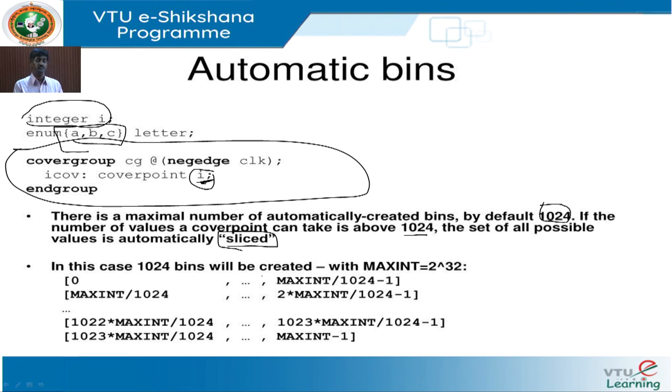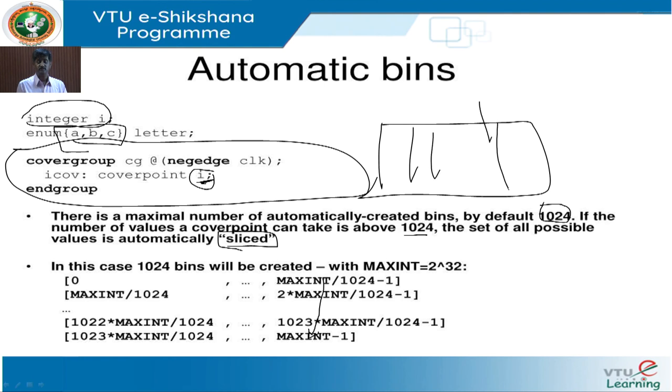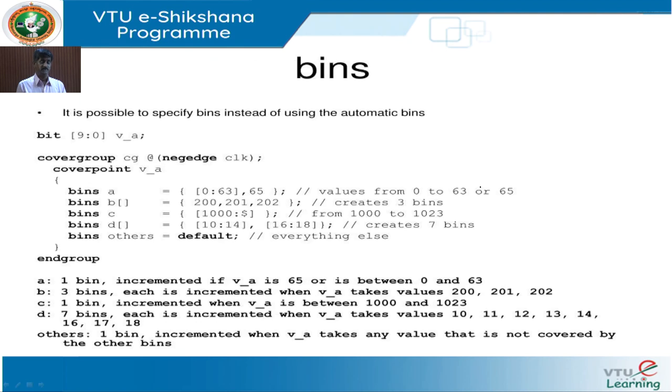In this case, 1024 bins will be created, with max int of 2 to the power of 32, max int divided by 1024 minus 1. So max int divided by 1024, 2 into max int, the simple one. So how it goes on creating, it goes on increasing, you can see up to this point. It's just like creating a memory slice. So how it can be considered for those values with a maximum int value.